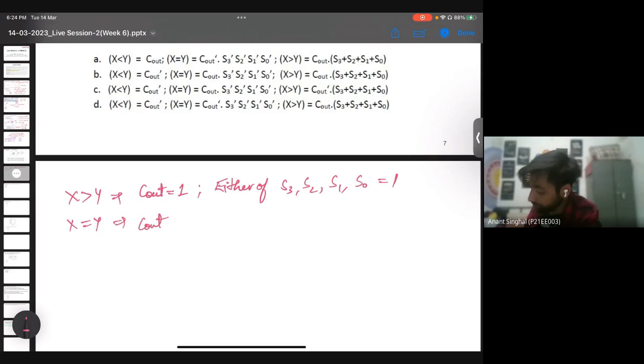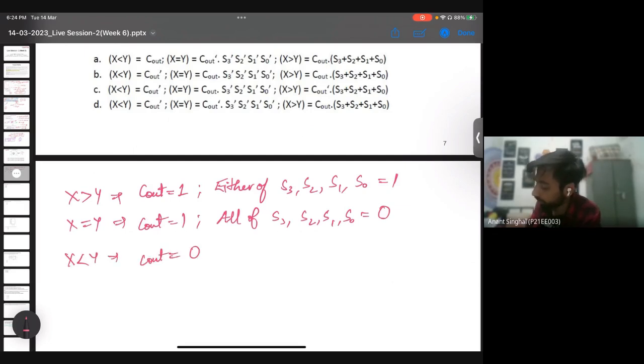Cout should be 1, and all of S3, S2, S1, S0 should be 0. And for x less than y, the condition is Cout should be 0. We don't care about these sum bits; all we need to do is check that Cout should be 0 in this case.